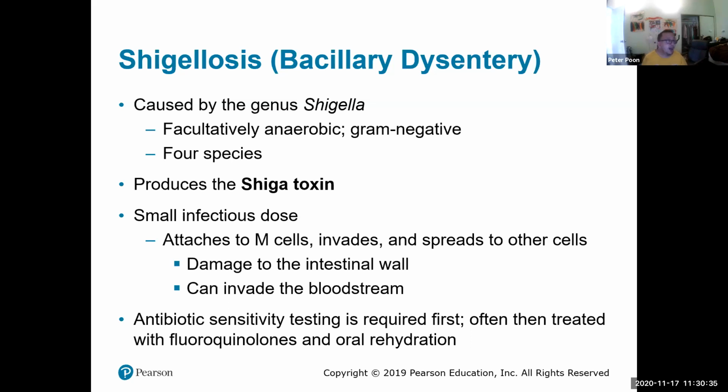Necessary. They produce a very potent toxin called Shiga toxin. The doses can be very small. The infectious dose is very, very small. If I remember correctly, it's like 10 cells.